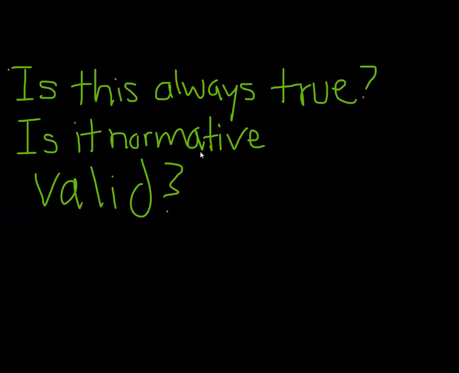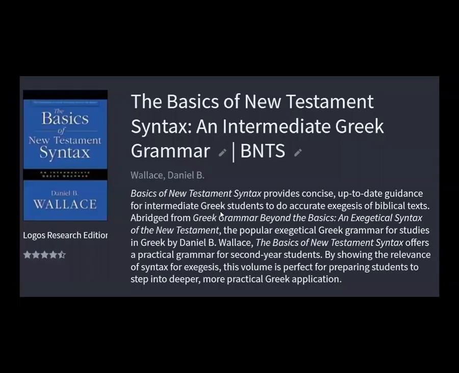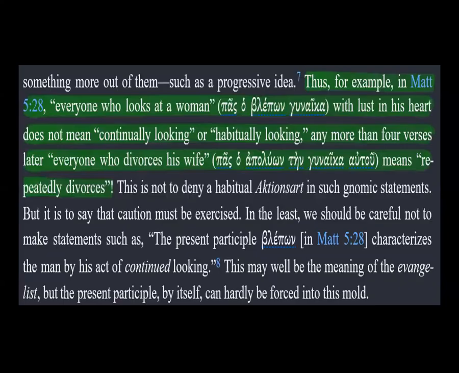That's a theological statement. So in evaluating this, is it always true? Is it normative? Is it valid? Okay, so Wallace has also made a shorter grammar, Basics of New Testament Syntax, an intermediate Greek grammar. He made this so that students can just carry it around. It's not as bulky, and they can get to the main syntactical categories.